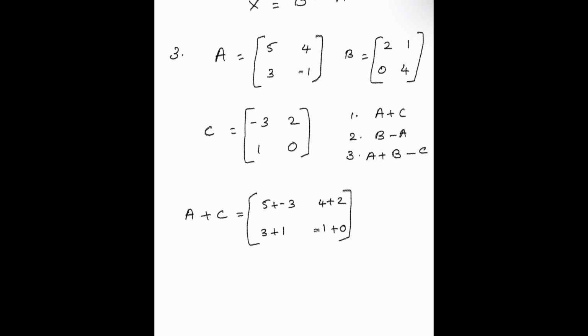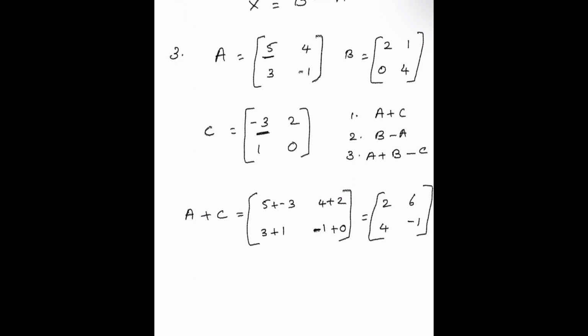So first figure out what is A plus C. A plus C means add the corresponding elements and come up with the answer. So you can write 5 plus minus 3, 4 plus 2, 3 plus 1, minus 1 plus 0. Just add the corresponding elements: 5 and negative 3, 4 and 2, 3 and 1, negative 1 and 0. Okay, so this gives me 2, 6, 4, negative 1.